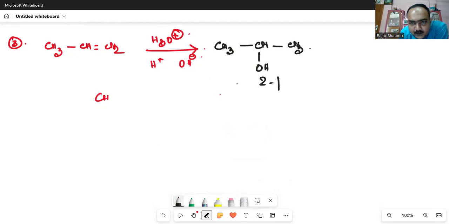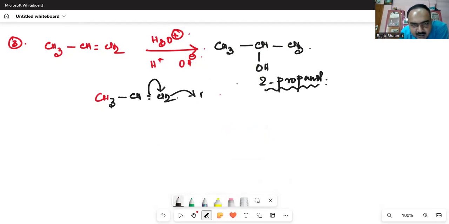This is known as 2-propanol. Mechanism here: the bond breaks and goes like this, and there will be a negative charge. The negative charge undergoes protonation. The first step is known as the protonation. This is CH3, CH, a plus charge will be formed. This is the carbocation, and there is a CH3.